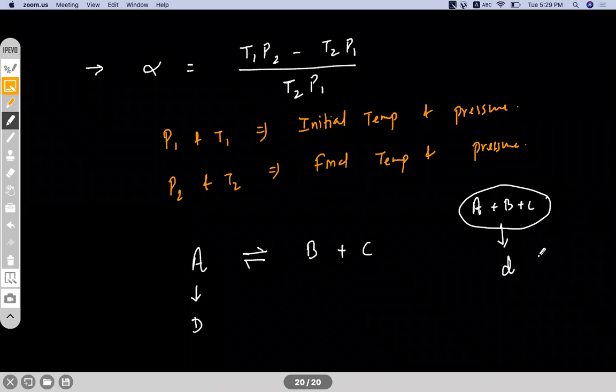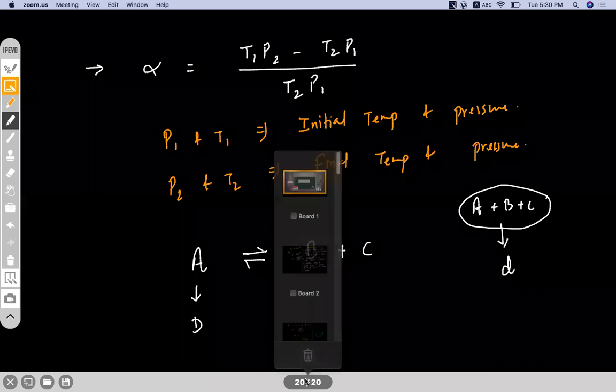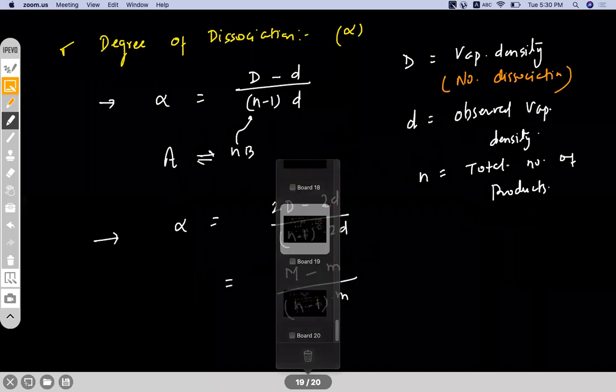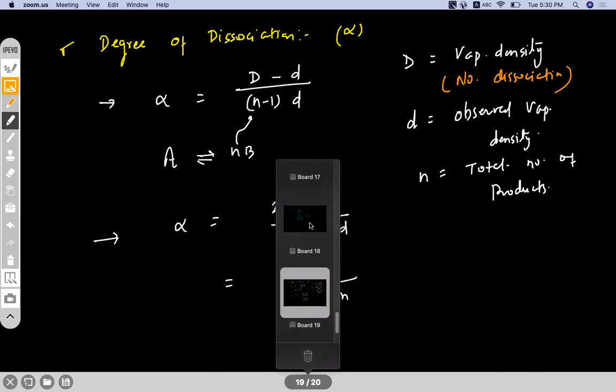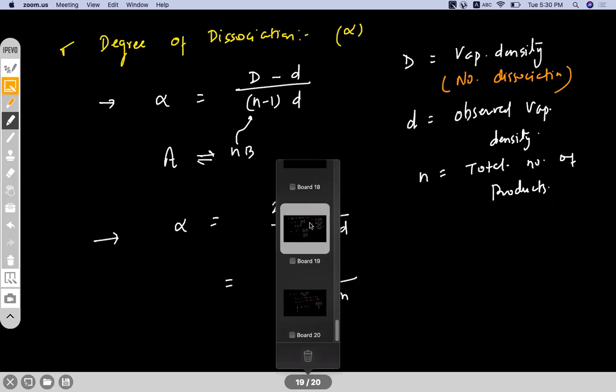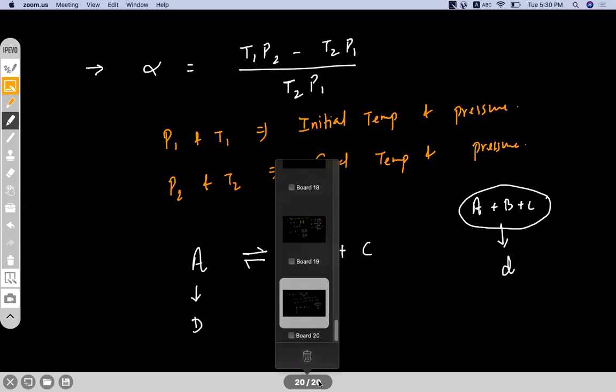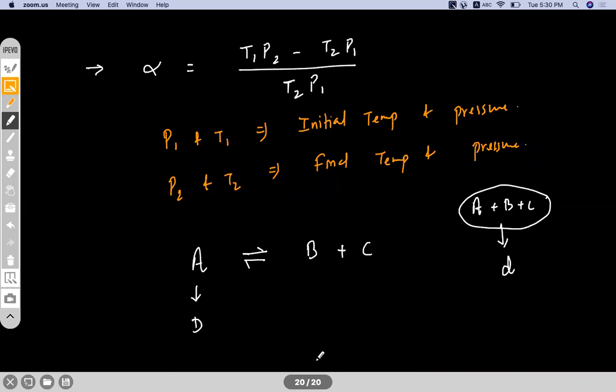So based on this only, this formula is given that when there is a dissociation, the initial vapor density minus the density that we have observed, divided by n minus 1 into d, where n is the number of products we have, because this also has a role over here. Based on that, we have that formula. So the derivation is not there. If you want, we can discuss it, but it is not required. But this formula is useful directly, you don't have to get confused over here.